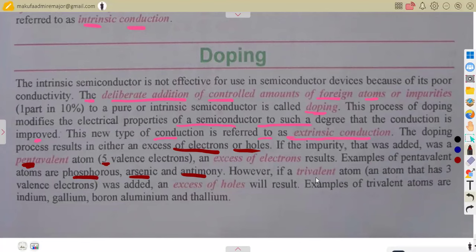However, if a trivalent atom, tri meaning 3, having 3 valence electrons in the outermost shell, was added, there is an excess of holes. The holes, which we take as positive while the electrons are negative, will result. So a hole is like there was supposed to be a negative, but the negative is no longer there. So it is referred to as a hole.